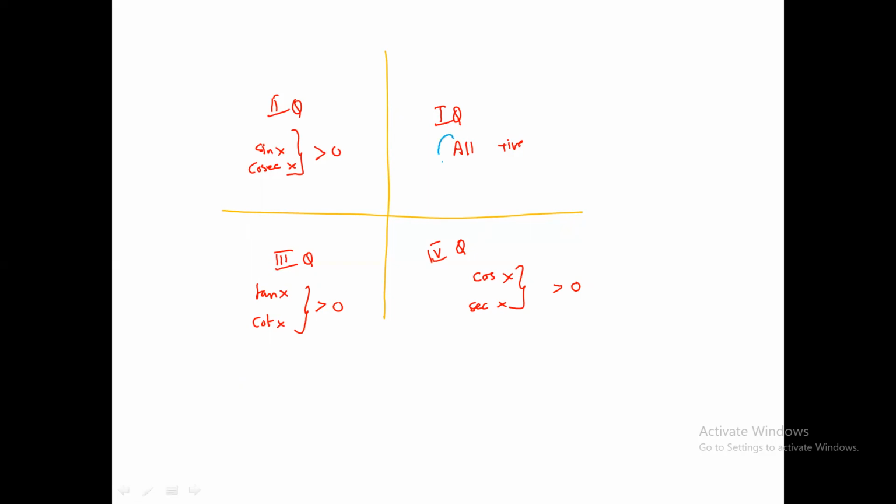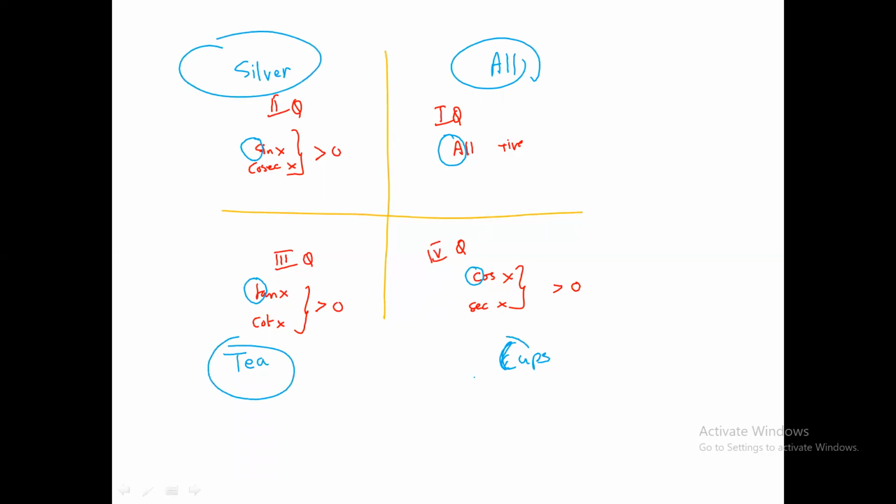All positive: A, for that I can remember all. Sin: S, S for silver. Tan: T, T for tea. Cos is with C, so C for cups. You can remember: all silver tea cups. First quadrant, second quadrant, third quadrant, fourth quadrant, which are positive, which are negative.